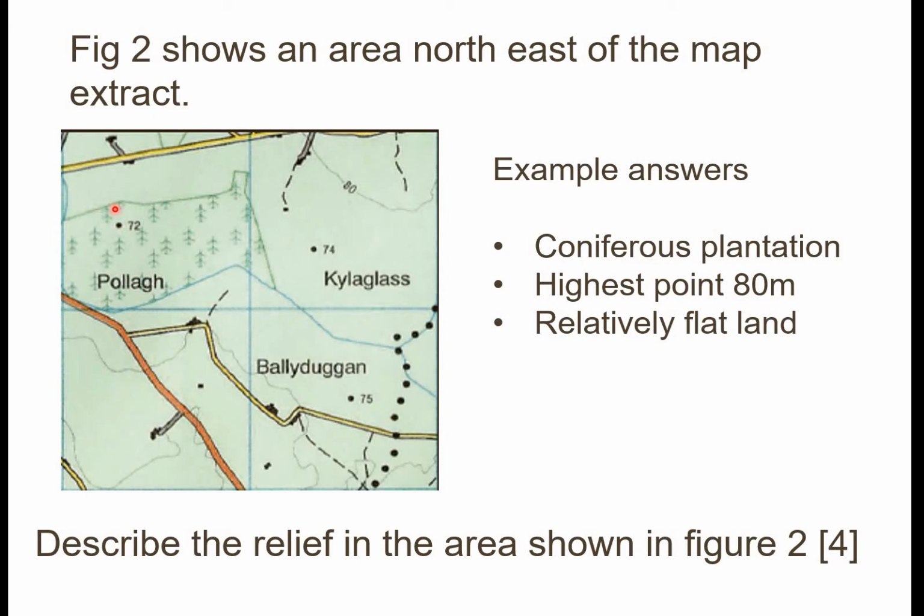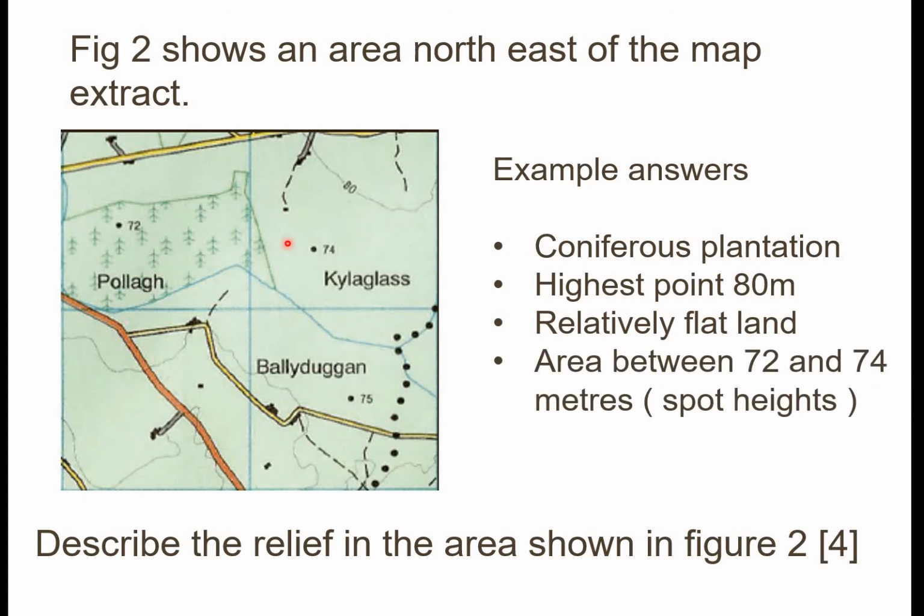This is relatively flat land, especially if we look from here, the coniferous plantation, 74, 75. This is all around the same height. So the height is not the point here. It's relatively flat in this whole area. We might also want to talk about the relief itself, which is flat between 72 and 74 metres. So that's enough to get you those 4 points, really.